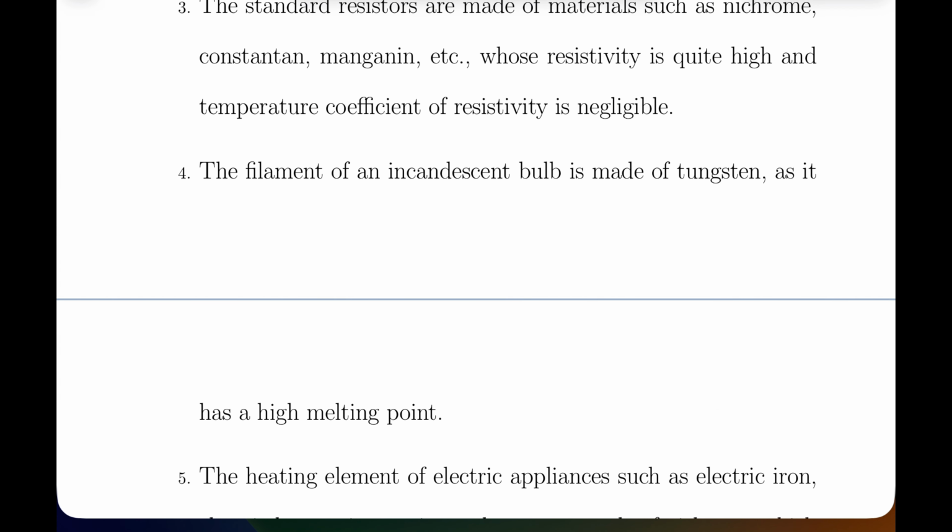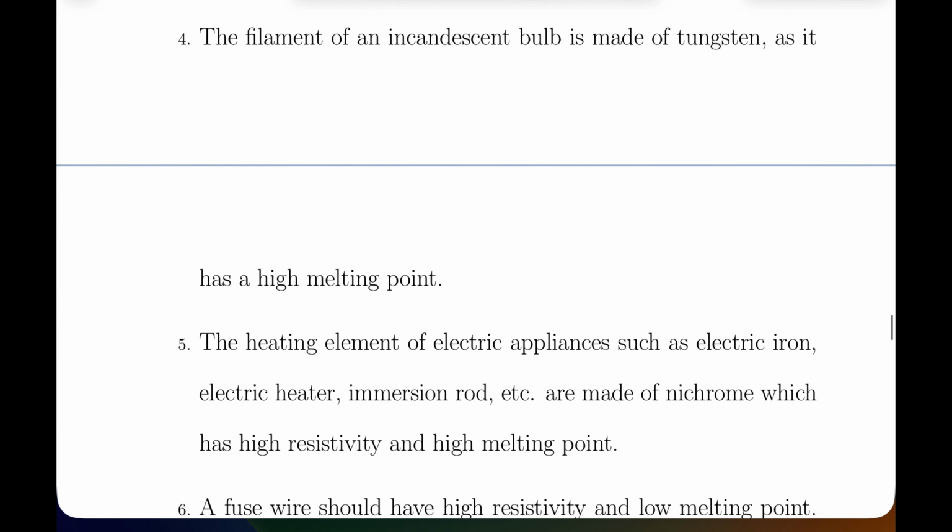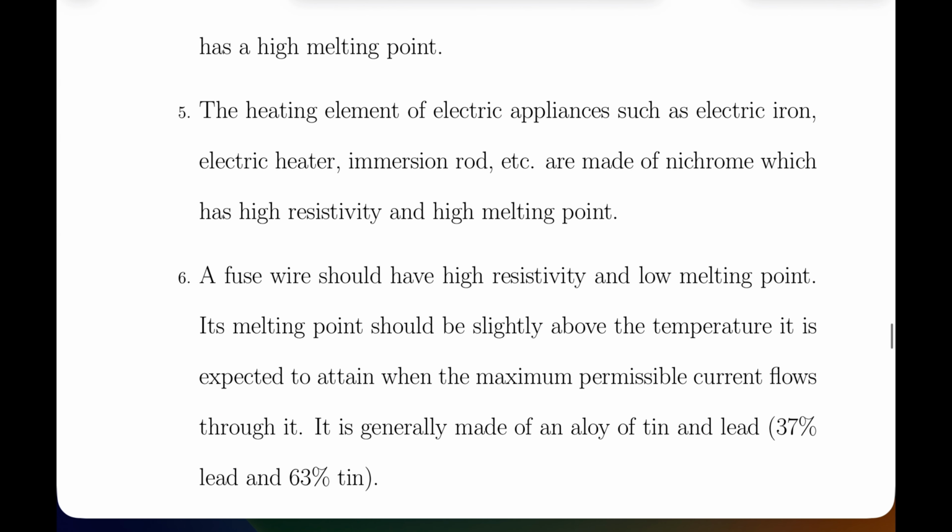Next, the filament of an incandescent bulb is made of tungsten, as it has a very high melting point. Next, the heating element of electrical appliances such as electric iron, electric heater, immersion rods are made of nichrome, which has high resistivity and high melting point.